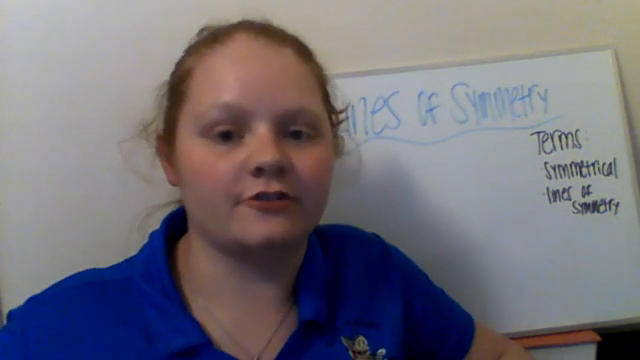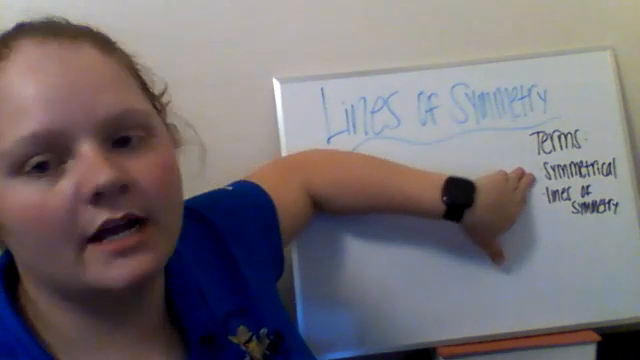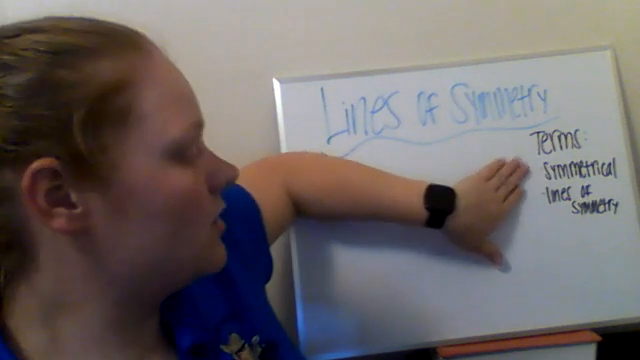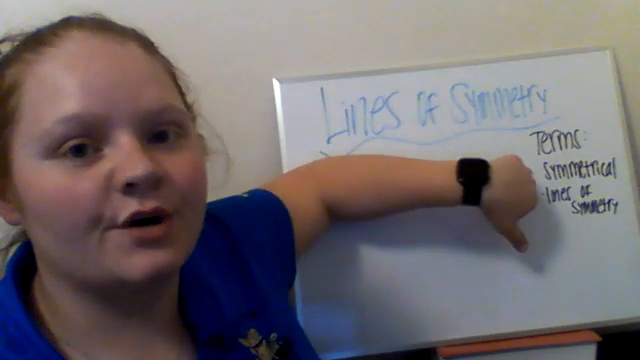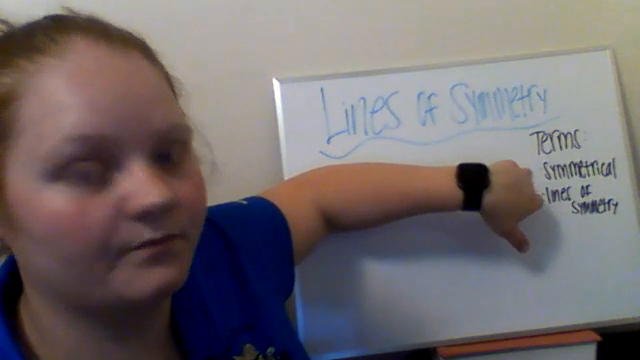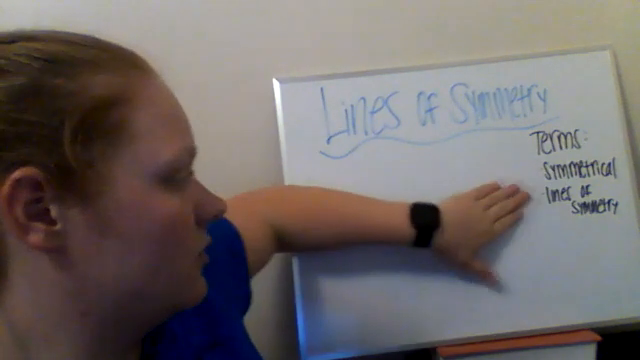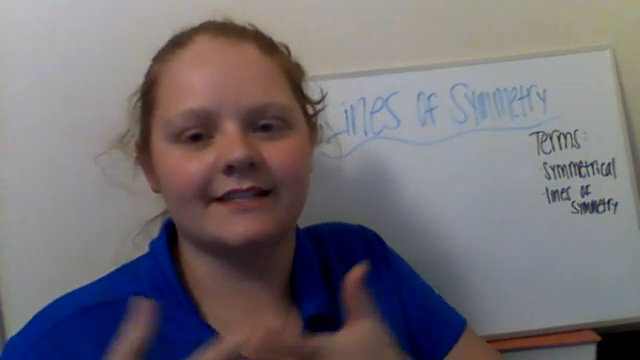If you look up here on my board, I have some terms that you're going to need to know and that I'll be discussing in the video today. My first term is symmetrical. In this video, you're going to learn what it means if a shape is symmetrical or unsymmetrical. Then the second, or technically the third, vocab word that we're going to learn is lines of symmetry. All right, so let's get into it.